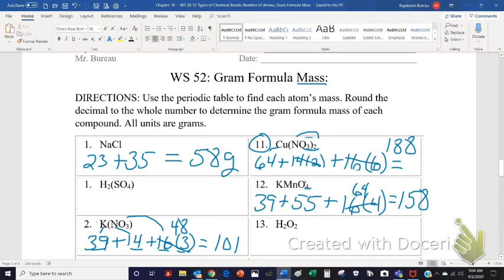Hydrogen, and when you see these over and over and over again, you might start to memorize. Hydrogen's mass is 1, and I'm buying 2 of those. Oxygen's mass is 16, and I'm buying 2 of those. So 2 plus 32 is 34.